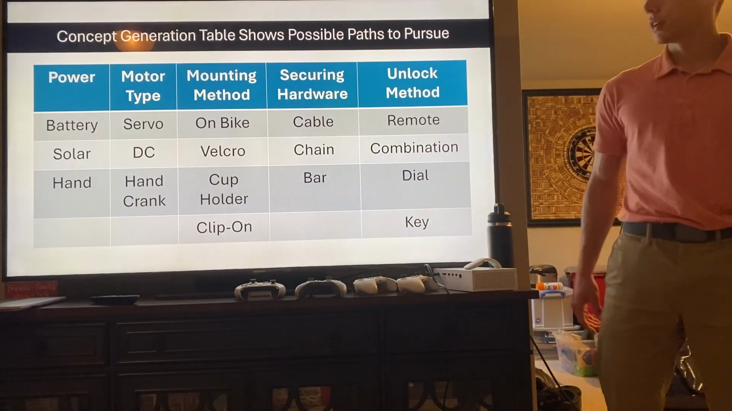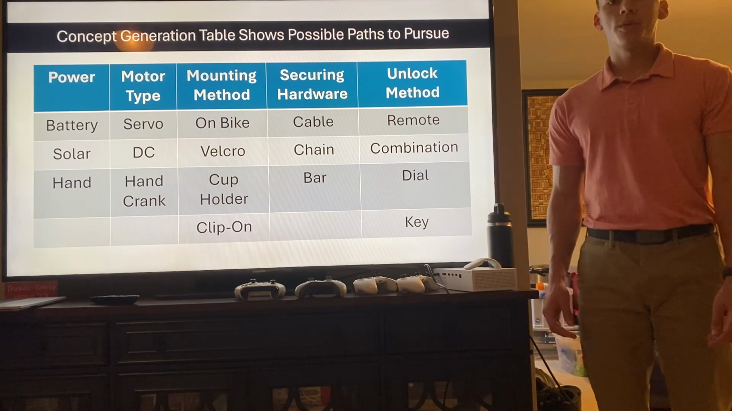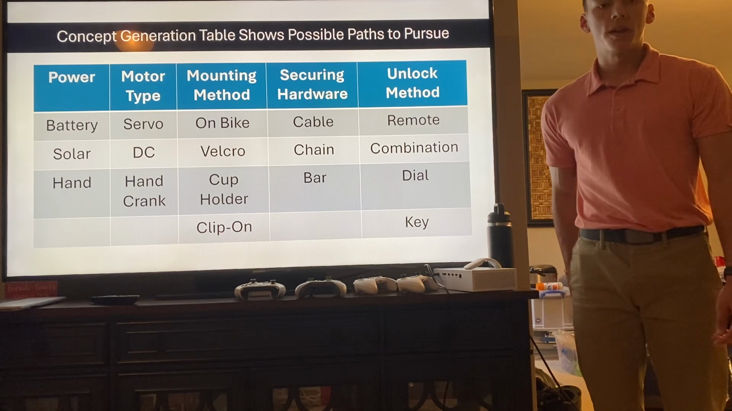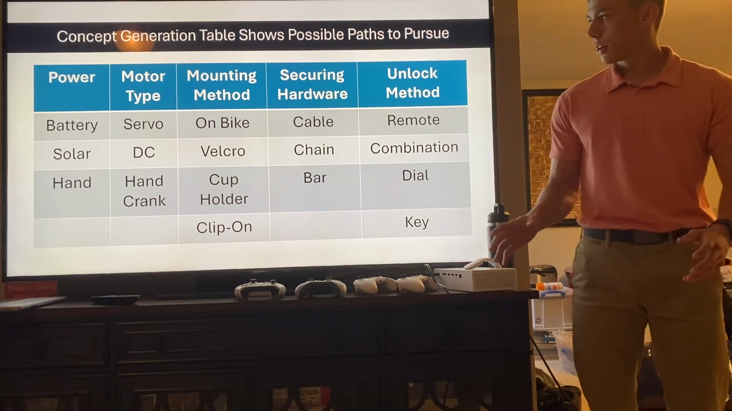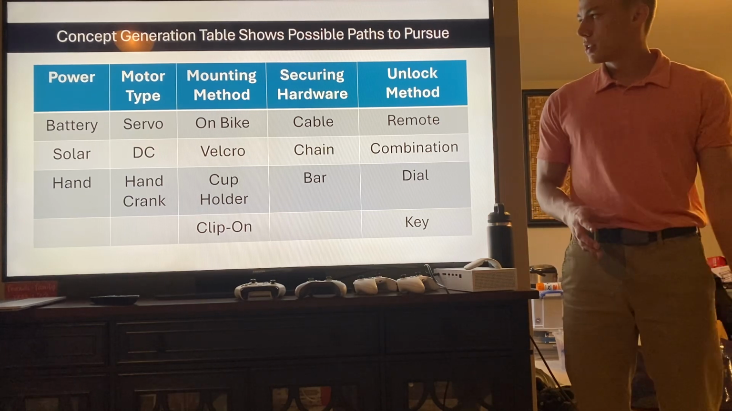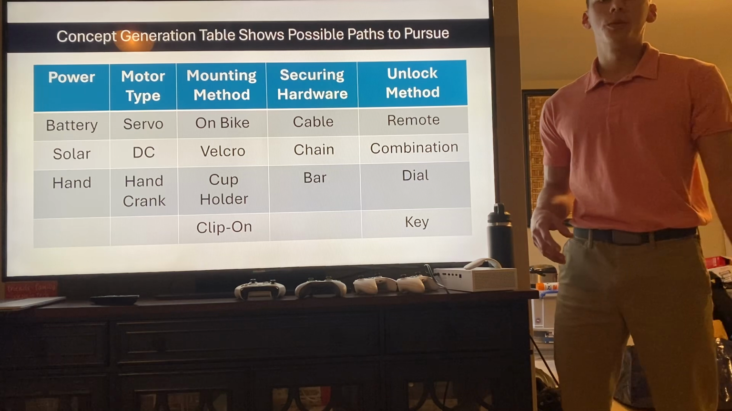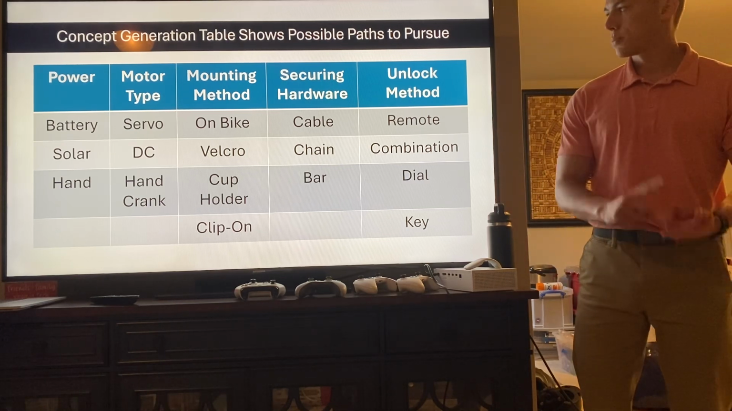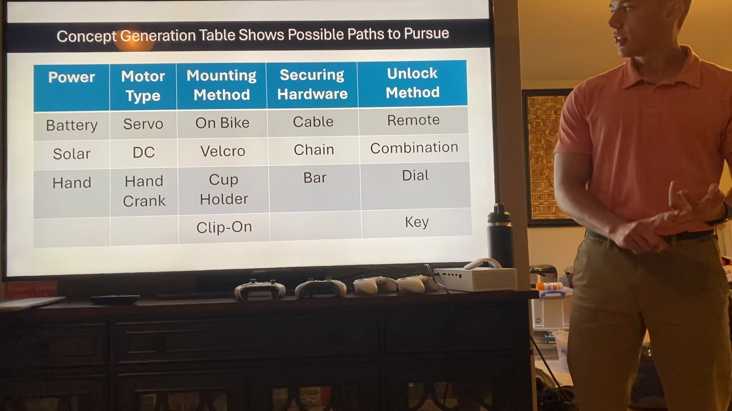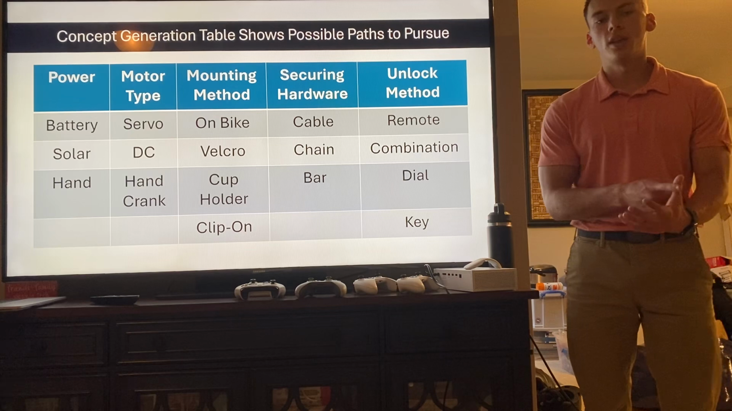The next thing that we have is our concept generation table, which shows us all the ways that we have to modify our design. This allows us to mix and match different subcategories of these functions to make our designs. So the first one we have is power, the second is motor type, then we have our mounting method, we also have our securing hardware, and then we have our unlocking method.